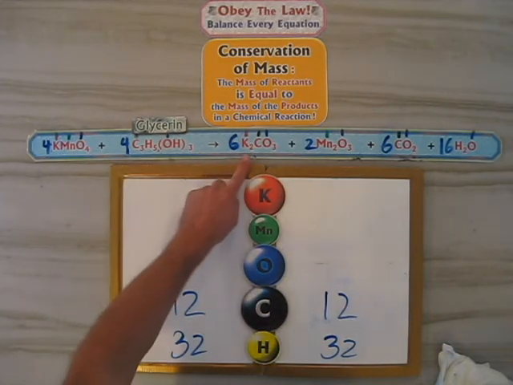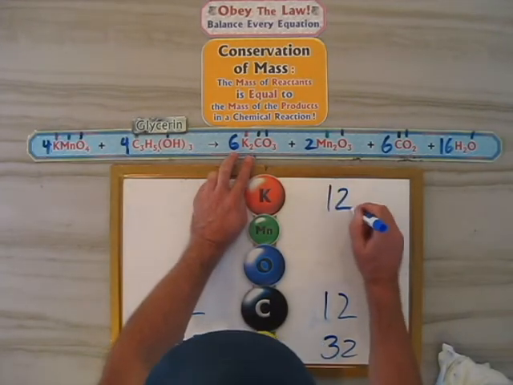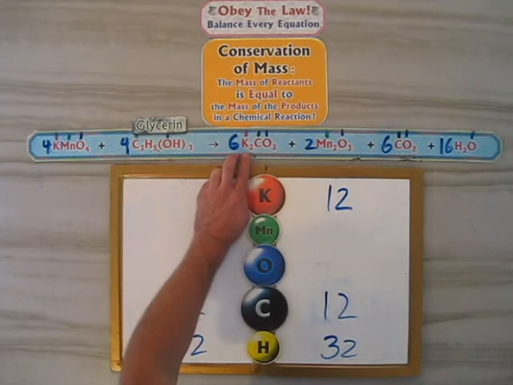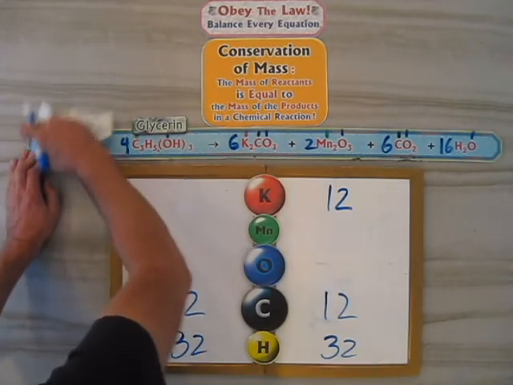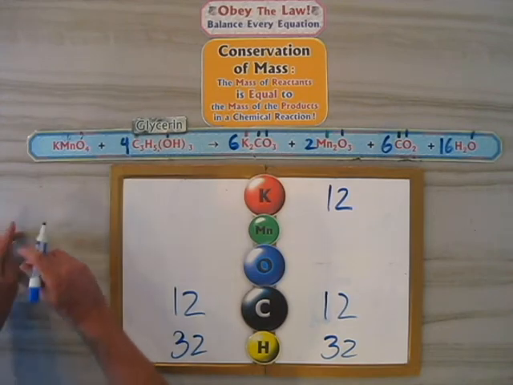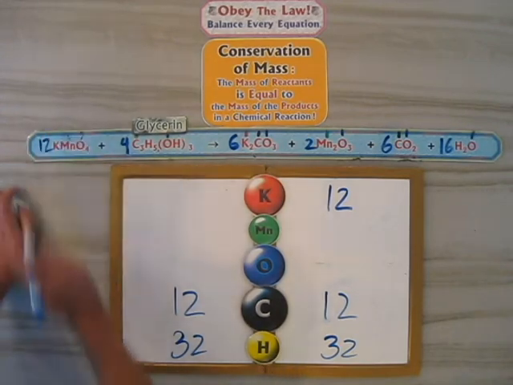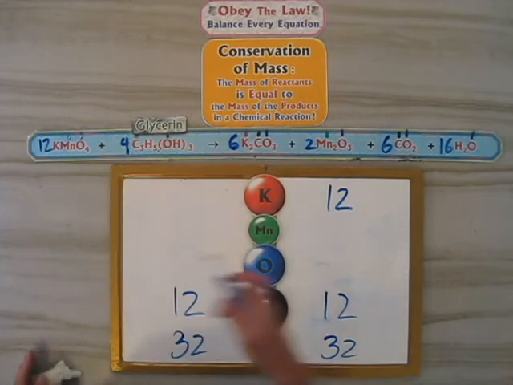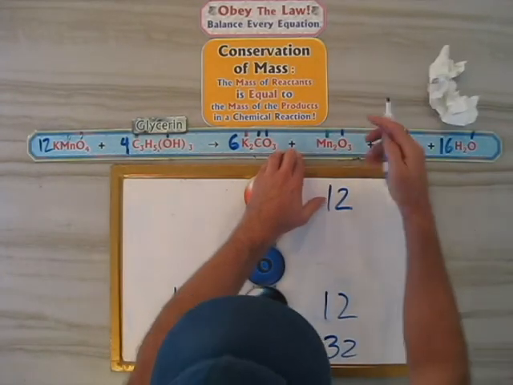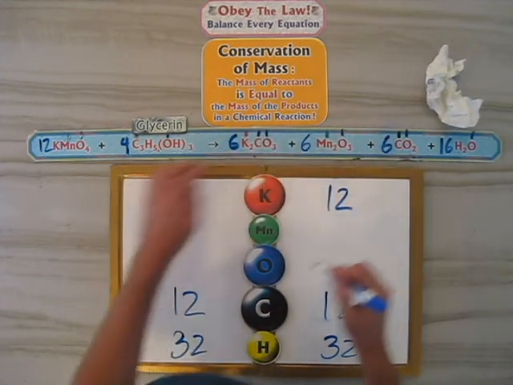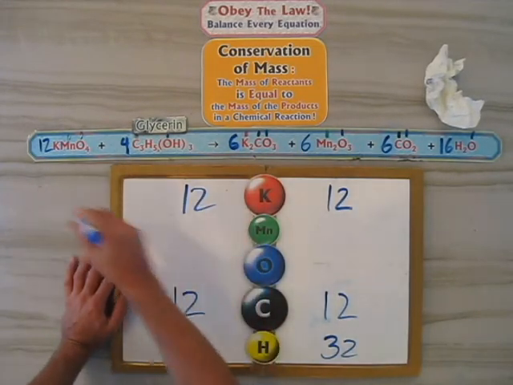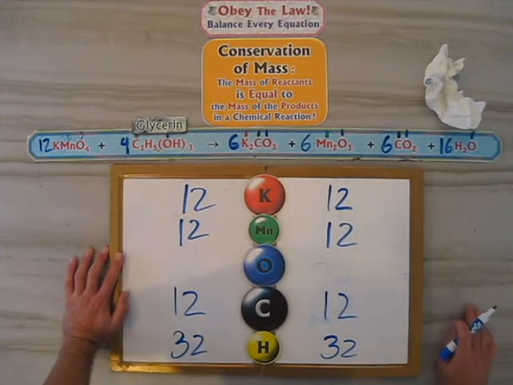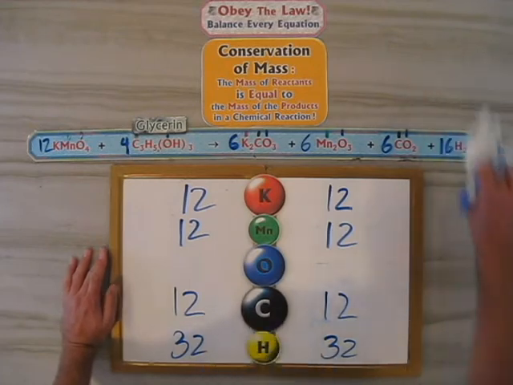So this gives me 12 potassium on this side. So how could I make this into 12 potassium? I'd have to put a 12 right here, wouldn't I? Put a 12 right there. And then that's 12 manganese. Okay. So then, if we want to have 12 manganese, well then this better be a 6 right there. So we'd have 12 potassium, 12 manganese, and 12 manganese. Lots of 12s here. And then maybe the oxygen is going to cooperate.